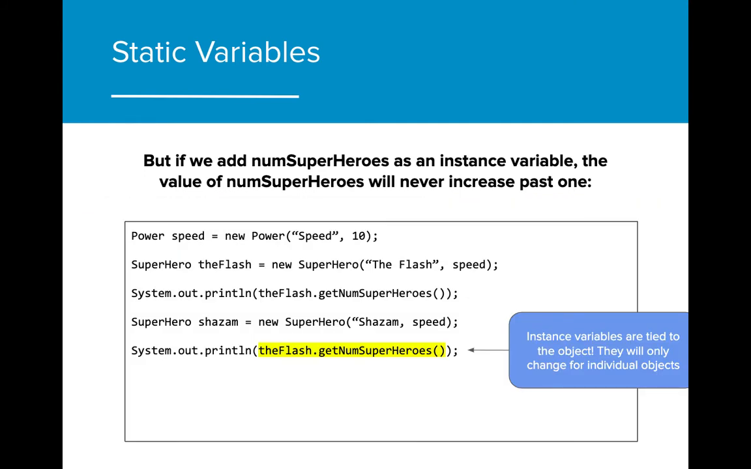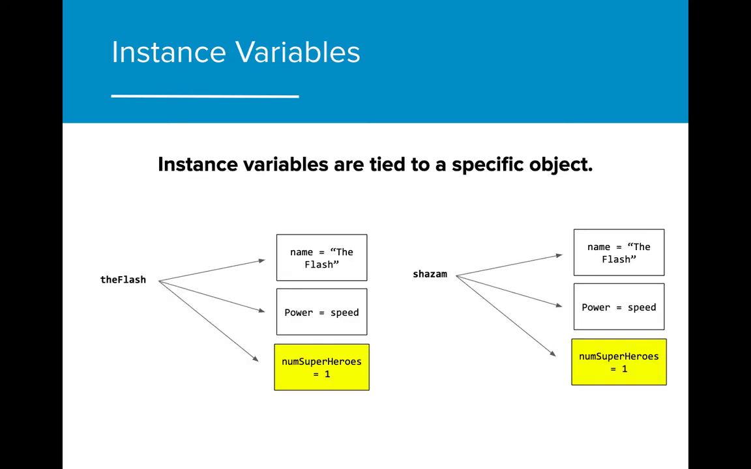The reason is that the instance variable numSuperheroes is tied directly to the object that was created. Remember that instance variables are specific to the object that is being created. Every time that a new superhero is being created, a new numSuperheroes variable is being initialized and referenced. As we can see here, both the Flash and Shazam have their own numSuperheroes variables that are being referenced. Changes to one will not affect the other, so the instance variable is an ineffective way to track the number of superheroes that are being created.